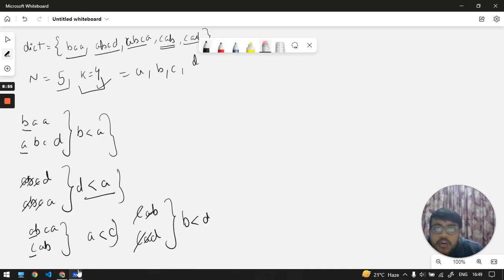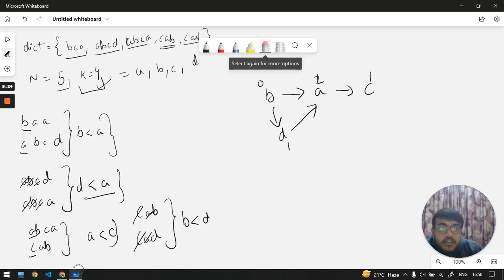Let's make the graph again, a fresh graph here. I think the graph was like this: B to A, A to C, D to A, B to D. For the basic topological sort, we first write the in-degree of each vertex. The in-degree of A is 2, and the others are 1 and 1, except B, which has 0. So this is the graph with in-degrees.